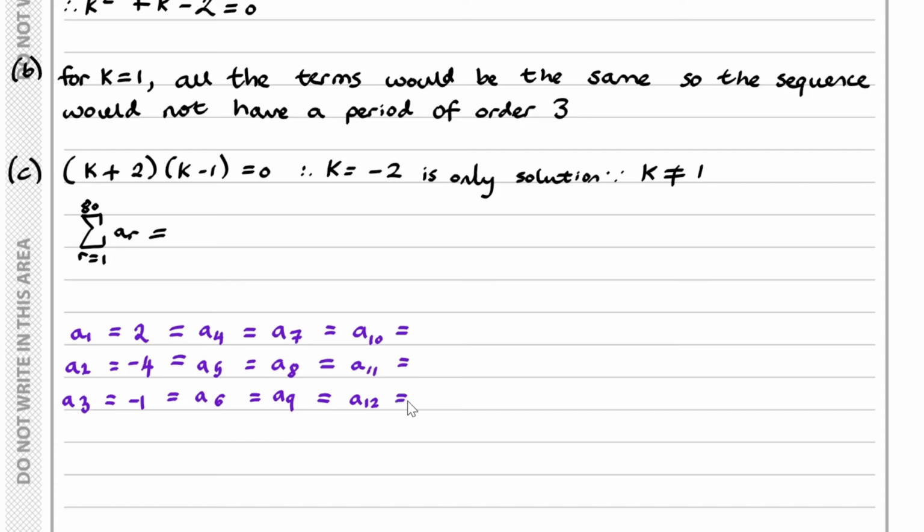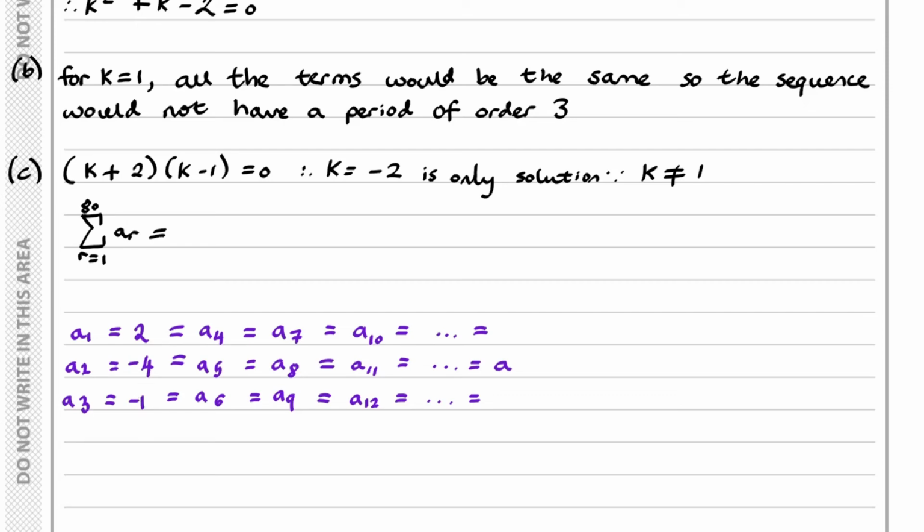But at what point do we stop? We want to essentially find out the last value to use. Or we can do it by brute force. We can actually sum all the terms, but there's an easier way of doing it. There's 80 terms we're adding together. Because we have a period of order 3, certain terms will repeat a certain number of times. The question is, how many times does 2 repeat? How many times does minus 4 repeat? And how many times does minus 1 repeat?